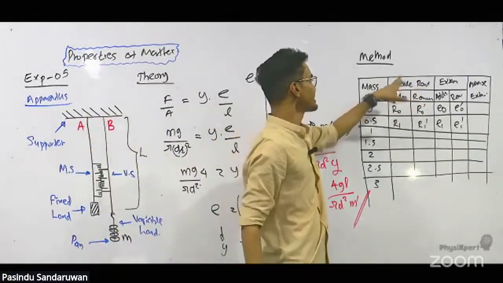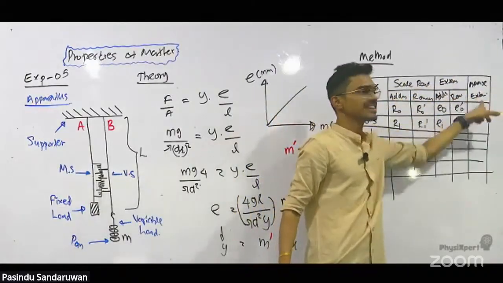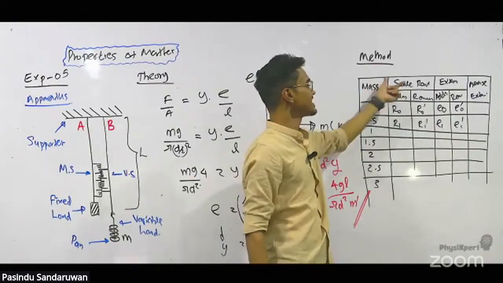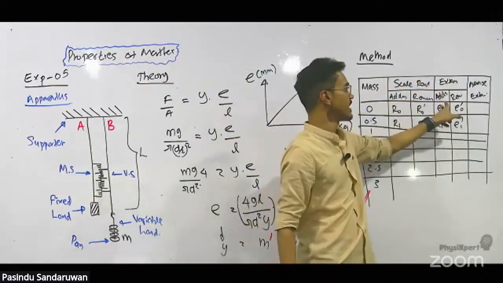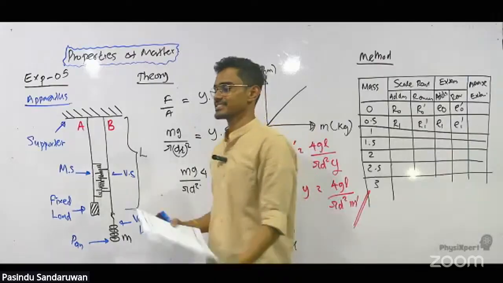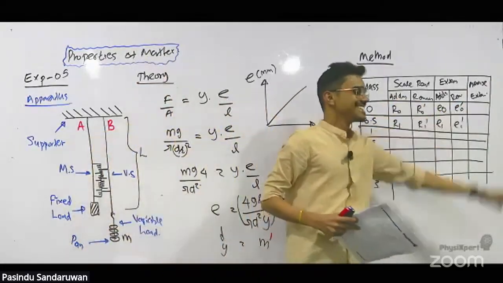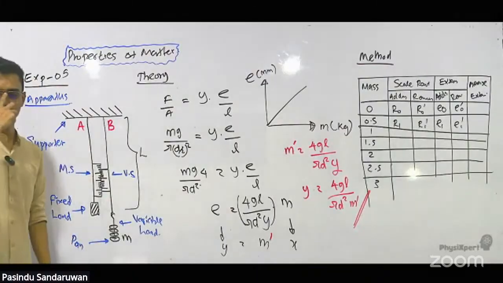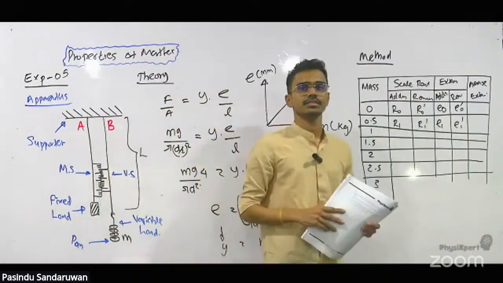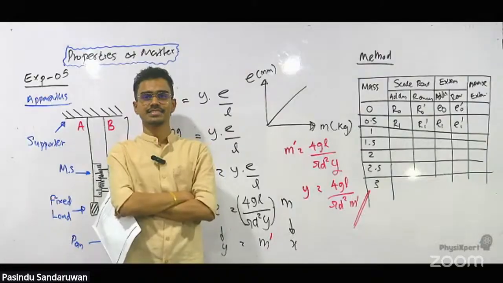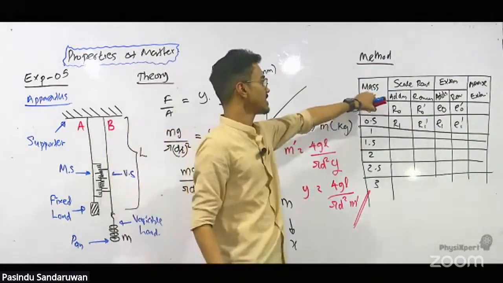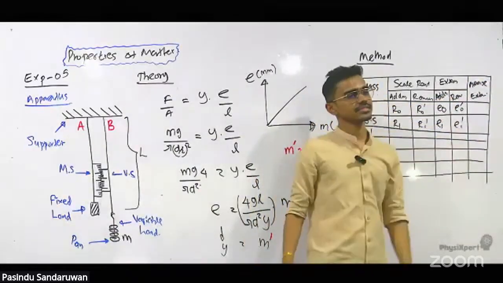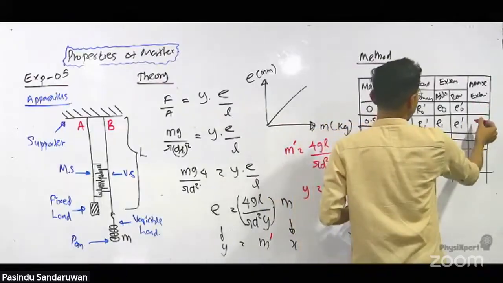Mass, scale reading, adding, removing, extension, adding, removing, average extension. Right? So at the end, what we need is the average extension.